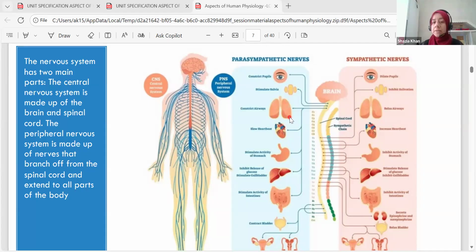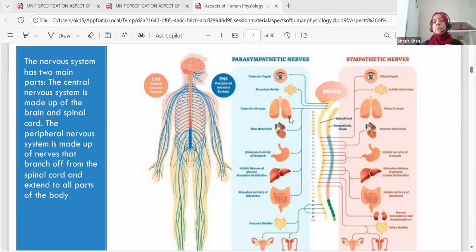They constrict airways. So everything that the sympathetic system does, the parasympathetic does the opposite of it. If the parasympathetic nerves constrict the pupil, the sympathetic nerves dilate the pupil. If there's more stimulating of the saliva through the parasympathetic nerves, the sympathetic nerves inhibit salivation, so you feel your mouth is very dry. Whereas there's constriction of the airways leading to congestion, there's relaxation through the sympathetic nerves.